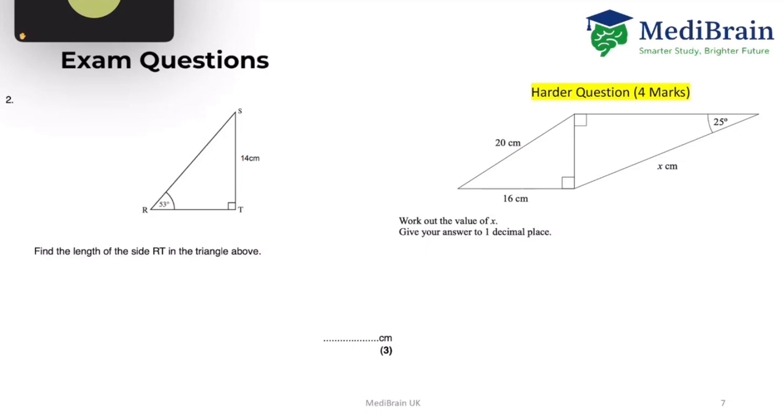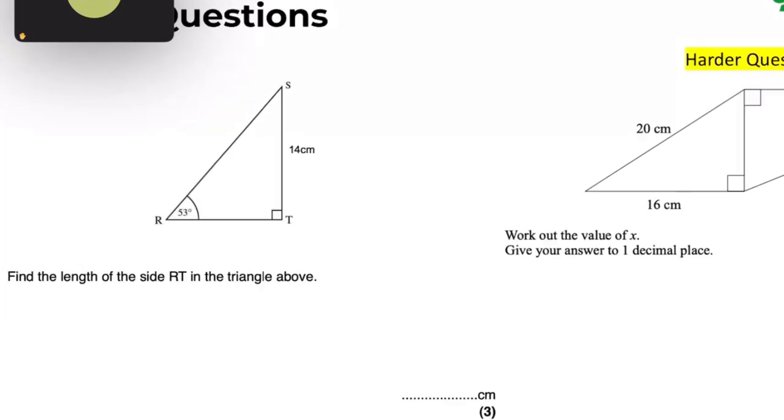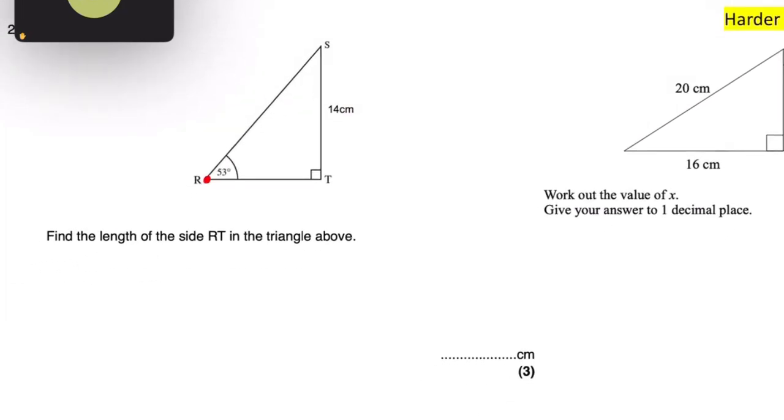Okay, I'm going to go through the answers now. I'm going to go through the answer to the first question, and then after I've done the first question, I will put the answer up for the second question. Okay, so it says find the length of the side RT in the triangle above. So how do we work out what RT is? If we have a look now, RT is this side, so from R to T. We need to work out the length of that side when we're going from R to T.